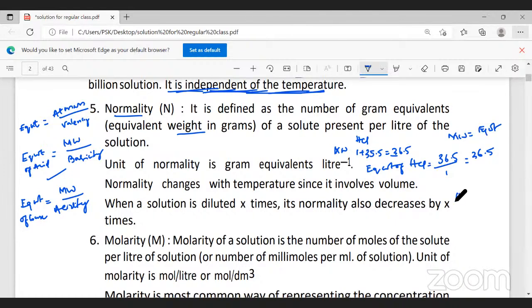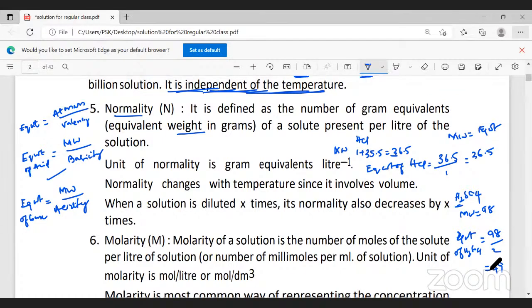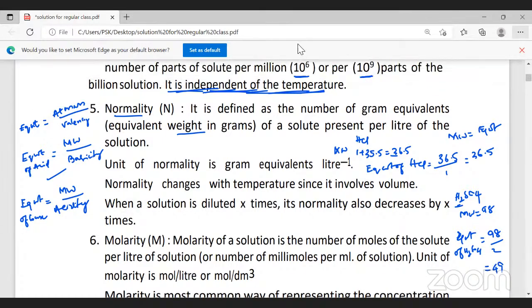Now, if I take sulfuric acid, the molecular weight of sulfuric acid is 98. What will be the equivalent weight of sulfuric acid? 98 divided by the basicity of sulfuric acid, which is 2. Therefore, it will be 49. Therefore, the equivalent weight of sulfuric acid is 49. Did you understand this? So far, you have understood?